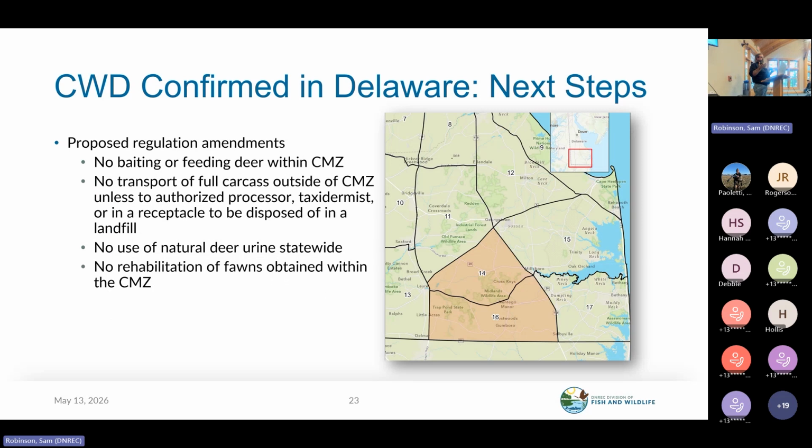All right, so then of course there's regulations, which I'm sure everyone wants to talk about. There are some proposed amendments: no baiting or feeding deer within the CMZ. No transport of full carcasses outside of the CMZ unless to an authorized processor, a taxidermist, or in a receptacle at your home to be disposed of at the landfill. So you can bag the carcass of the deer, what's left that you butchered, put it in a bag in your trash can at your home, and then it'll be taken to the dump. And this all will be determined after more cluster sampling to see how far this is extending.